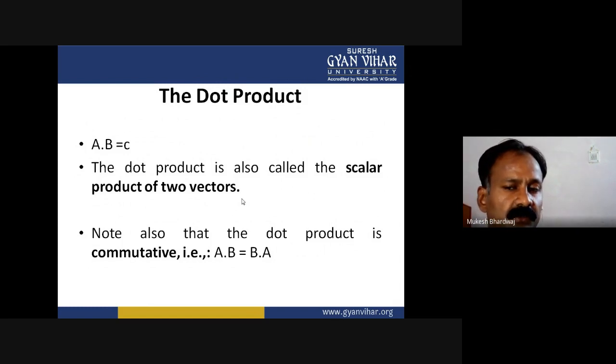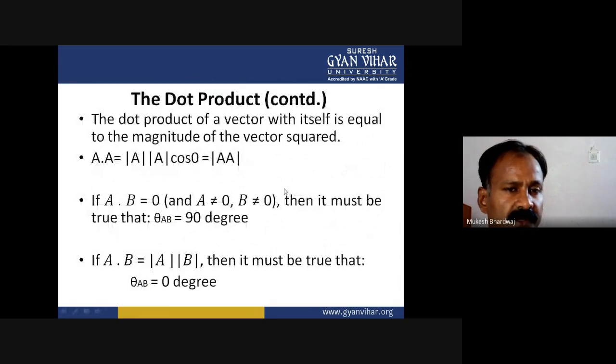Note also that the dot product is commutative, that is A dot B equals B dot A. The dot product of a vector with itself is equal to the magnitude of the vector squared. A dot A is equal to magnitude A into magnitude A cos theta, which is equal to magnitude of A squared.